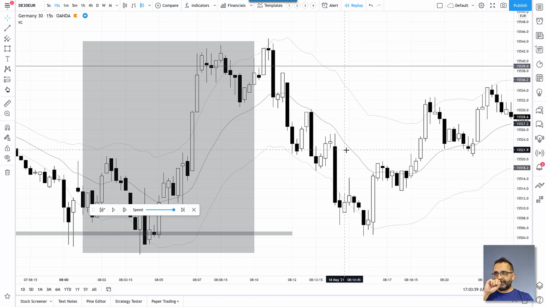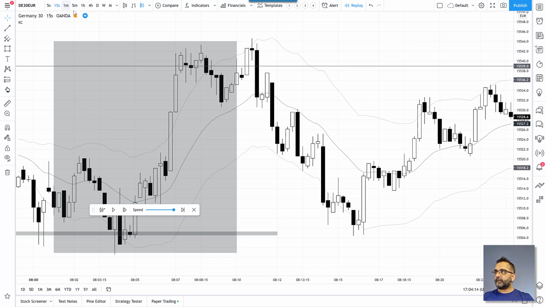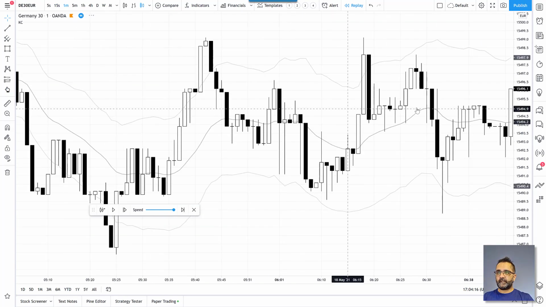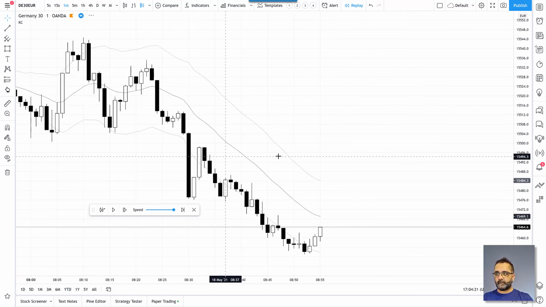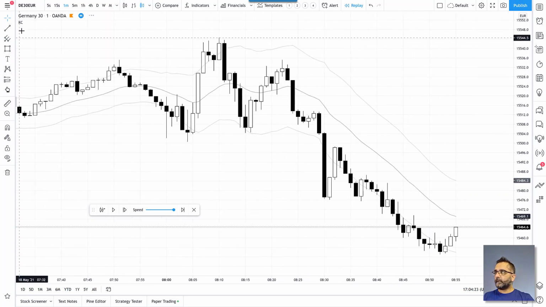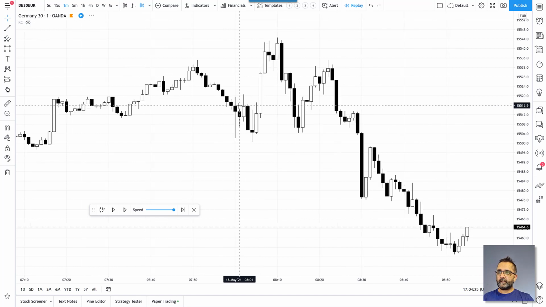So think about them like this. Here the bulls are making money, here the bears are making money, and the bulls are making money and the bears are making money, but mostly the bears are making more money because it's going more in their favor. So let's go back to the 1 minute chart, and I want to emphasize something. Let's hide KC for a second.